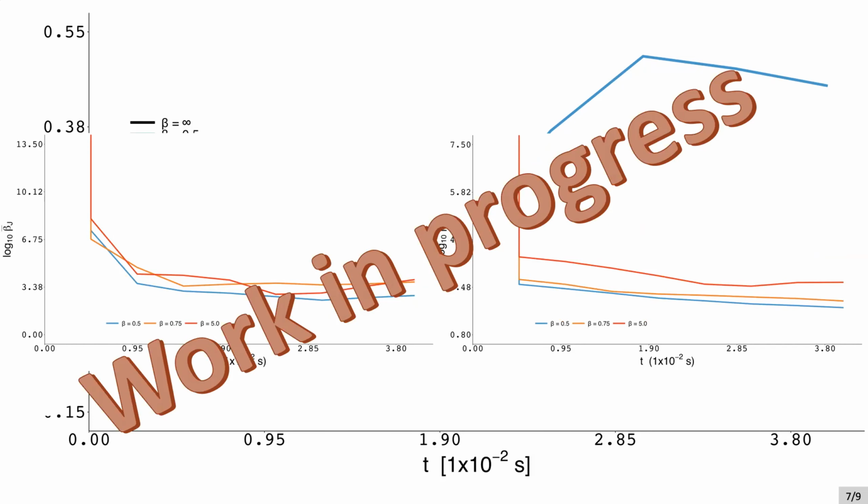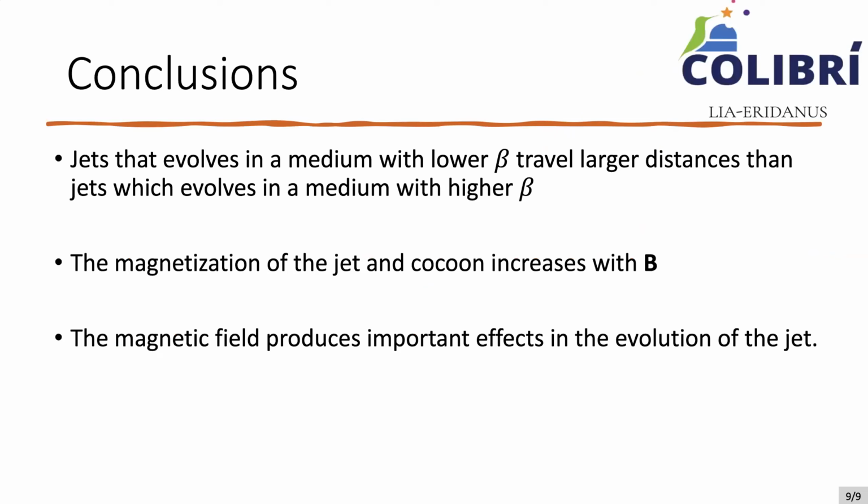This is still work in progress, and we also need to do more quantification in this part. As the conclusions, the jets that evolve in a medium with lower beta travel larger distances than the jet which evolves in a medium with higher beta. Remember that a lower beta implies that the magnetic field is bigger. The magnetization of the jet and the cocoon increases with beta, and also the magnetic field produces an important effect in the evolution of the jet.